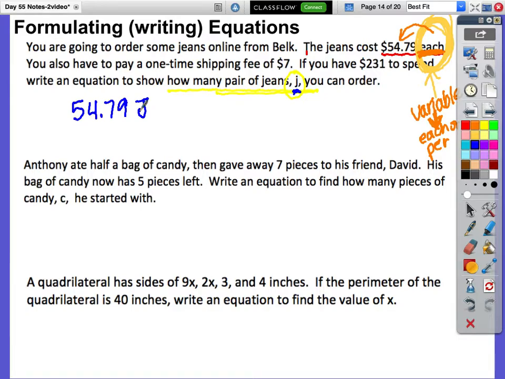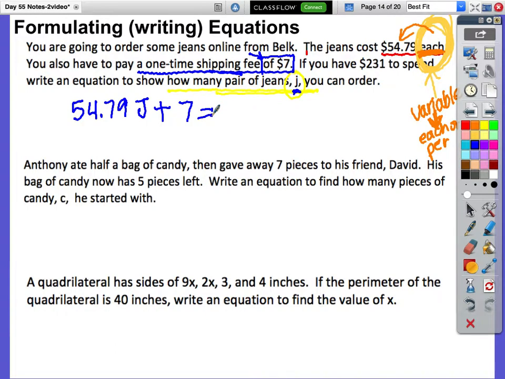Then we're going to go in our problem a one-time shipping fee of $7. Now, I know we talked about the word of means times, but remember, think about what you're talking about in this problem. When you order something online, you pay for the product, and a lot of times you have to add a shipping cost or a shipping fee on top of that. So we're adding a $7 fee on top of the actual cost of the jeans to equal our total amount.